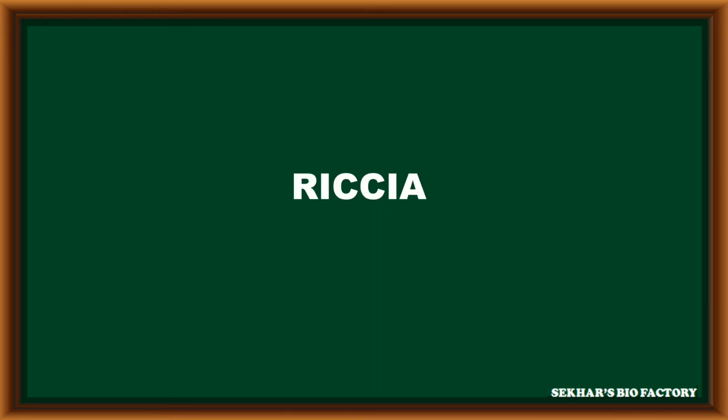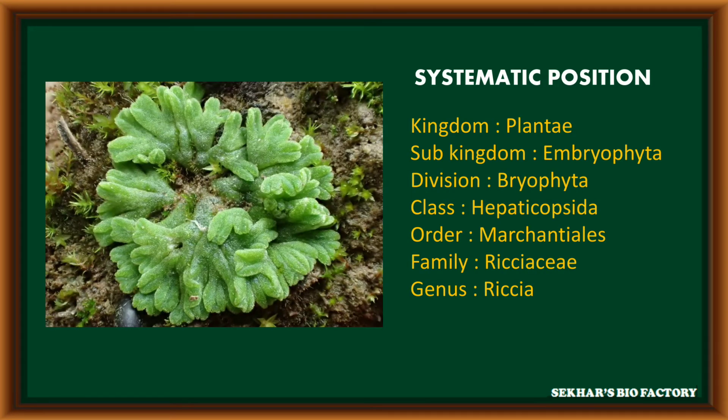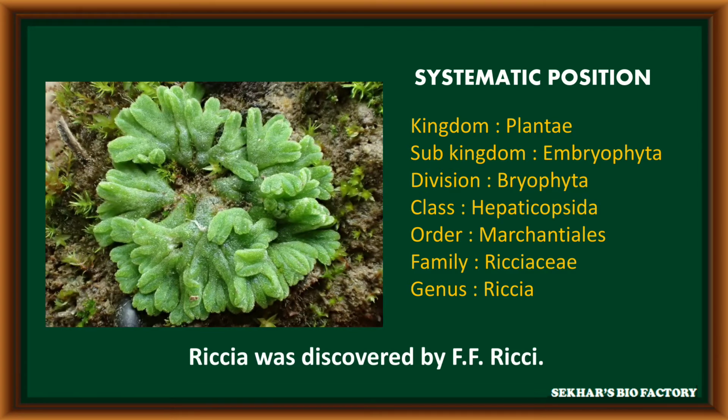By taking some examples, the first example is Riccia. The systematic position of Riccia is: it belongs to Plantae kingdom, Embryophyta subkingdom, Bryophyta division, Hepaticopsida class, Marchantiales order, Ricciaceae family, and genus Riccia. Riccia was discovered by a scientist called F. Ricci. In the name of this scientist, this genus is named Riccia.